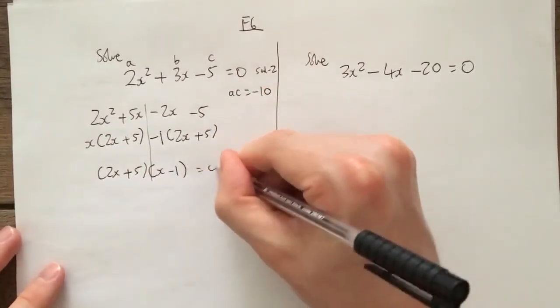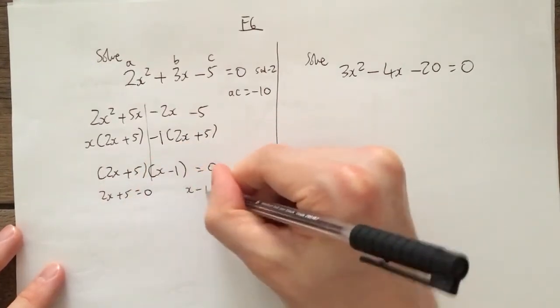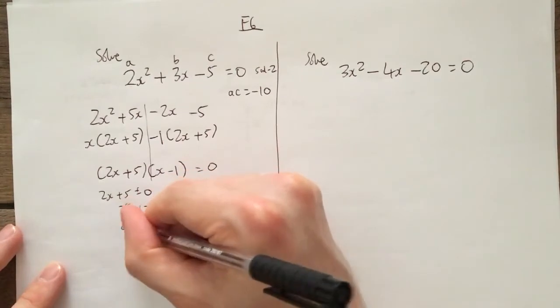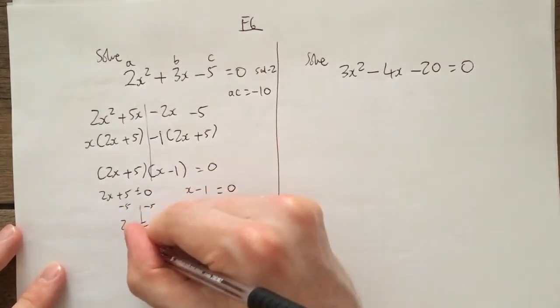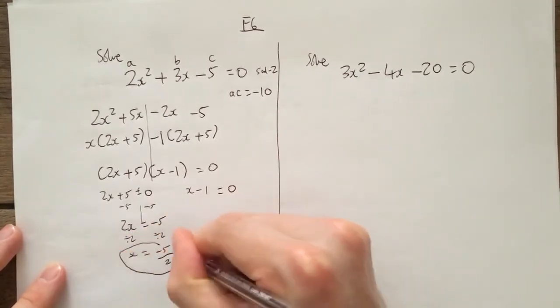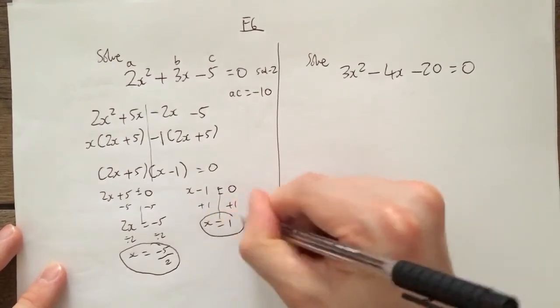Because I'm solving it, I'm equaling it to 0. So 2x plus 5 equals 0. x minus 1 equals 0. Minus 5 minus 5. 2x equals negative 5. Divide by 2, divide by 2. x equals negative 5 over 2. That's one of our answers. Add 1, x equals positive 1.